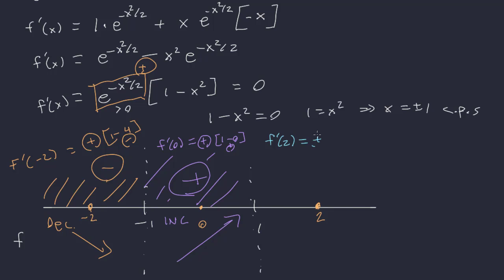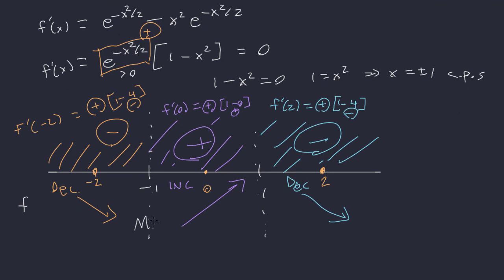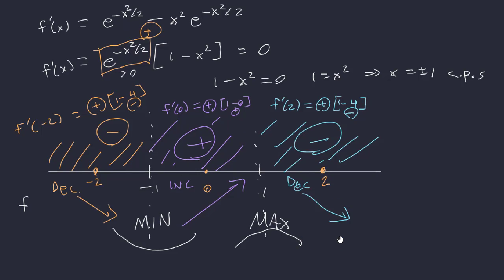Now let's check f prime of 2. So f prime of 2, we have that piece that's always positive, and then we'll have the 1 minus 4 again. So since we're squaring here, that's what causes this to be negative again. So we have a positive and a negative, so that's negative. So in this region, the derivative is negative, so the function is decreasing. All right, so we have a minimum at -1 and a maximum at +1. Right? Decreasing to increasing, increasing to decreasing.